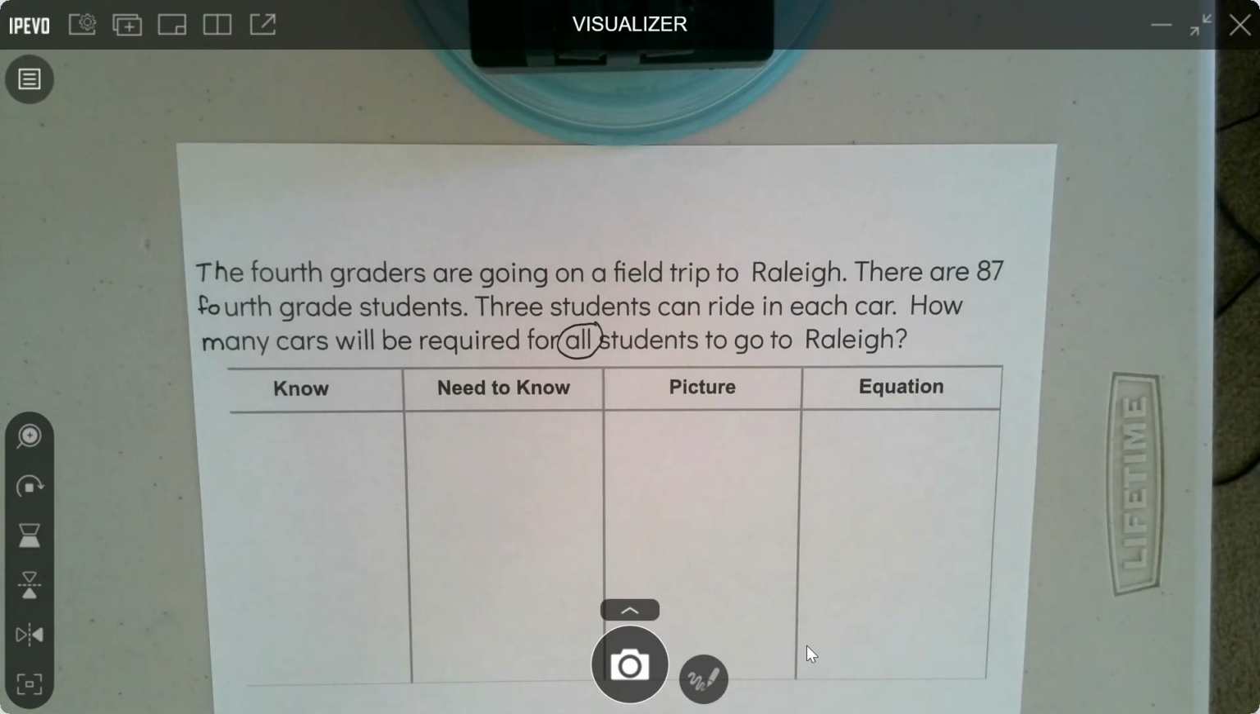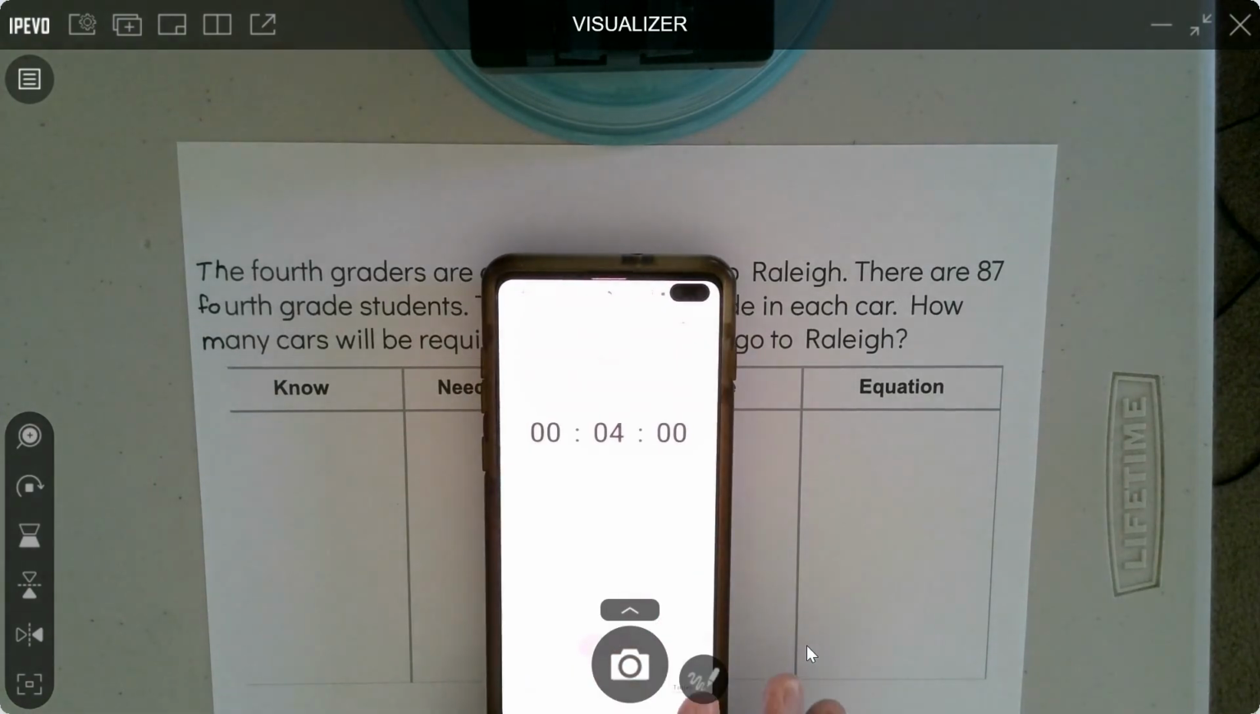I'm going to give you about 4 minutes to solve this problem. Actually, not even 4. I'm going to give you 3 minutes to solve this problem. Go.